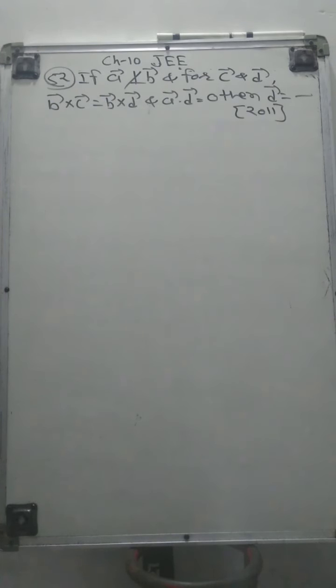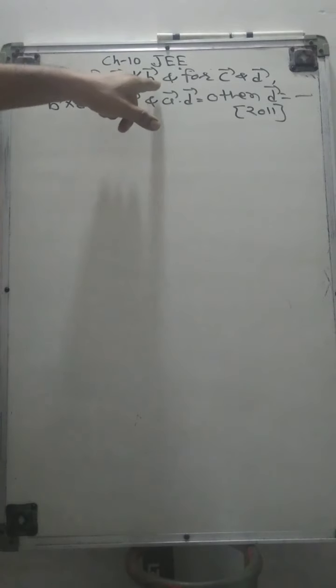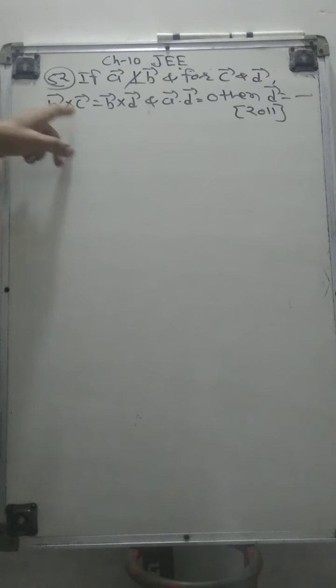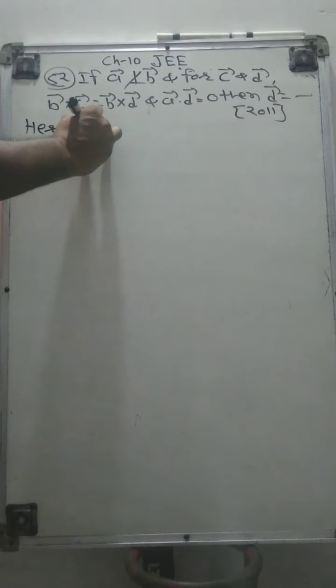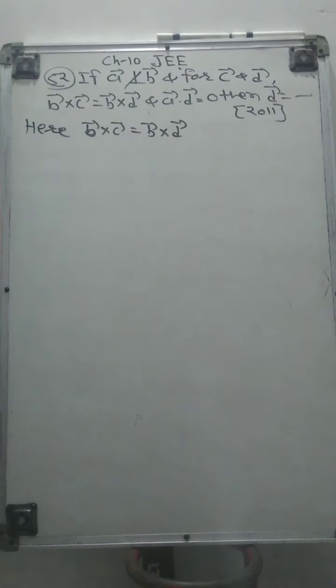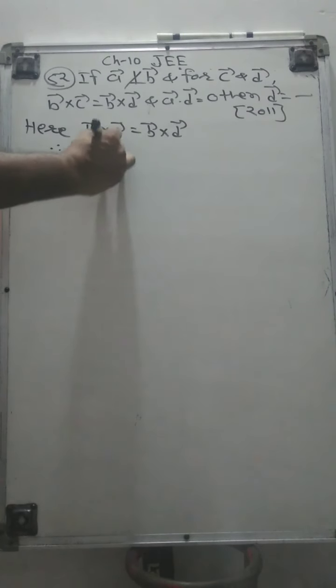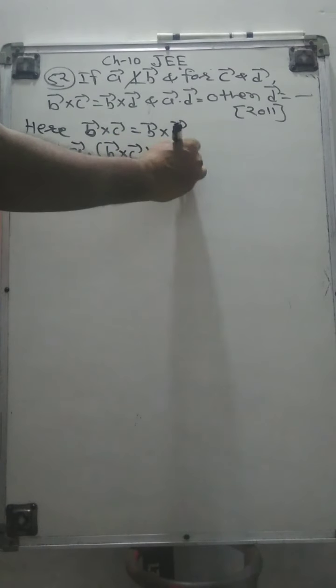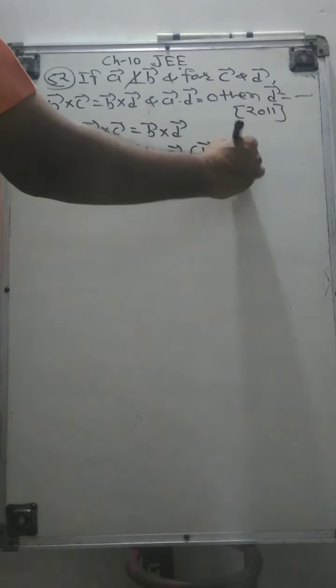42 question. If a bar is not perpendicular to b bar, and for c bar and d bar, b cross c equal to b cross d, and a dot d is equal to 0, then d bar is equal to dash. This is a 2011 question. So here first of all it is given that b bar cross c bar is equal to b bar cross d bar. Now we take the dot product of a bar both the side. A bar dot b bar cross c bar is equal to a bar dot b bar cross d bar.